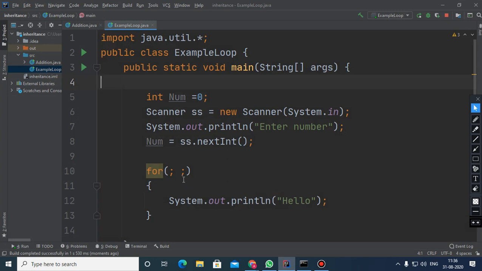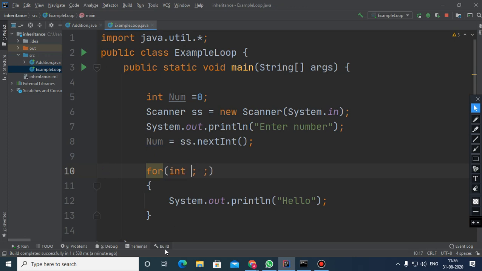In a for loop, this syntax is okay even if you don't write initialization, condition, or iteration. But this loop has become a never ending loop. It will not terminate. It will keep on printing this message hello infinite number of times.